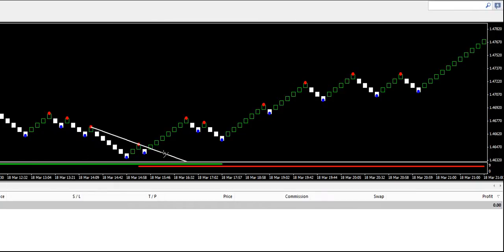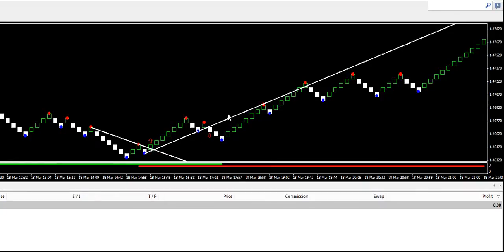Our first entry would have been this up break at this point here. We simply connect the trend line with the dots there, and as soon as we have a Renko break that closes on the upside, we get our first buy entry for the day. And then we had another sell entry at this point here. It was a great day to trend.